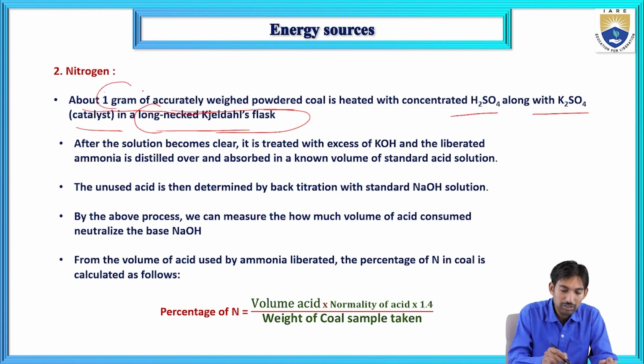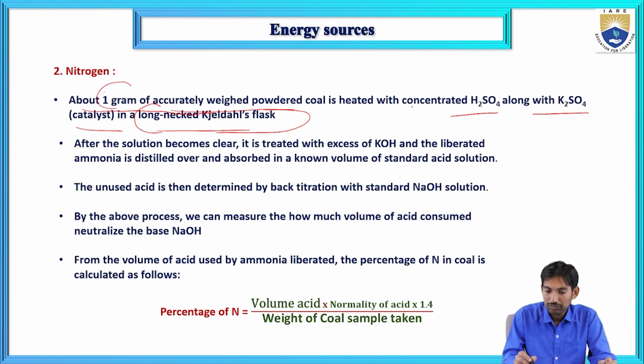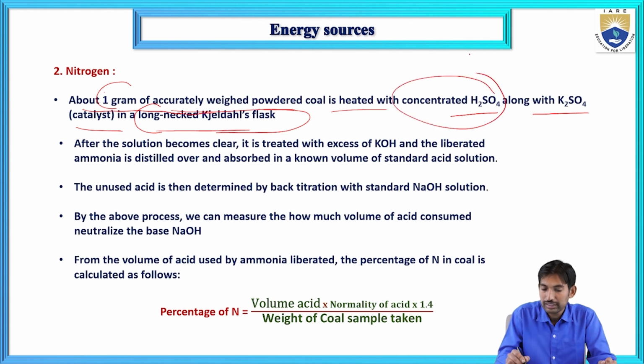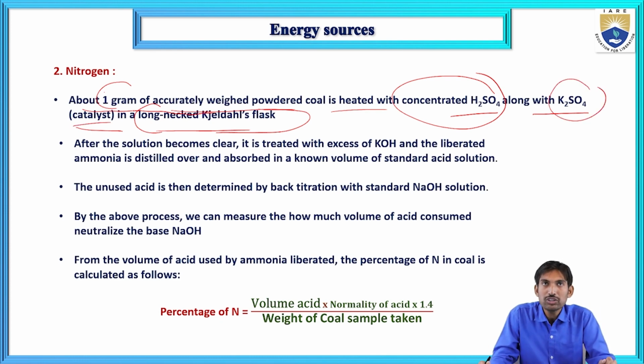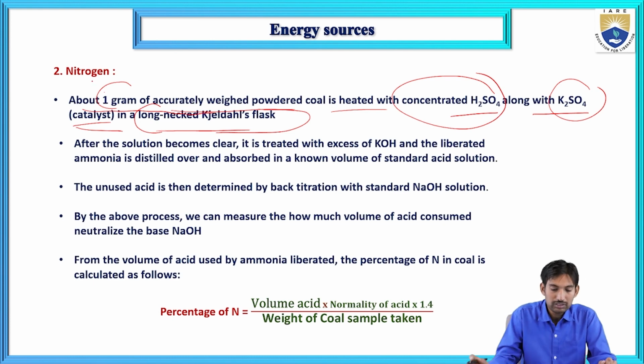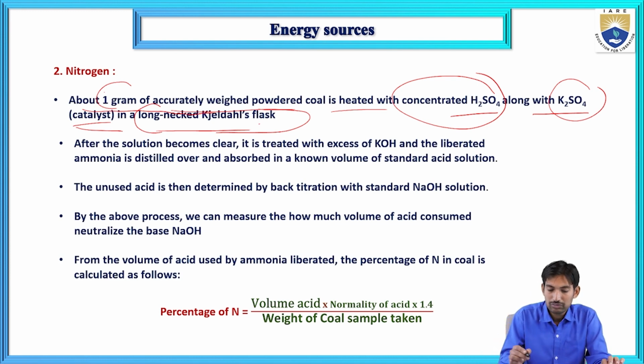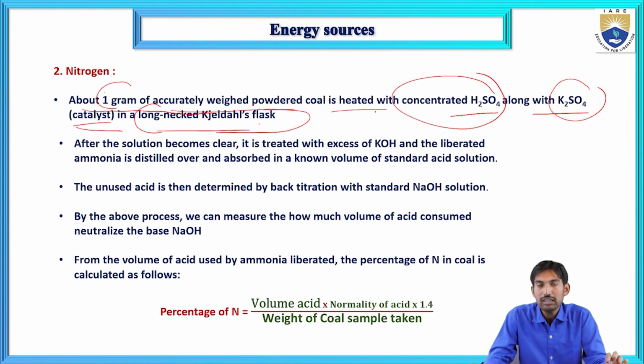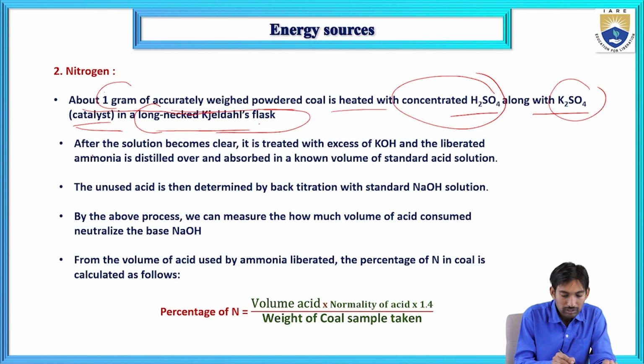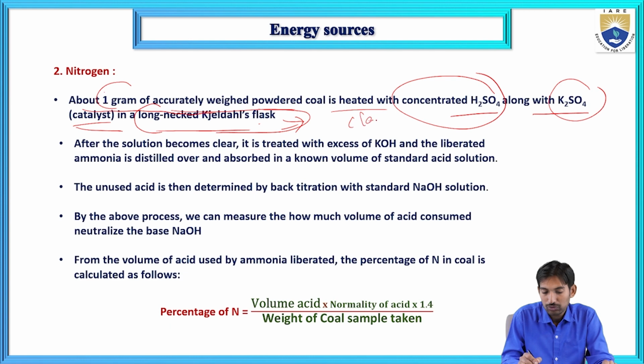For this, we take 1 gram of coal powder and heat it in the presence of concentrated H2SO4. Along with K2SO4 as catalyst, we add K2SO4 catalyst in this nitrogen estimation method. First, we take the long necked Kjeldahl flask, add 1 gram of coal powder, heat with concentrated H2SO4, and add the catalyst K2SO4. In this process, we will get a clear solution of coal.